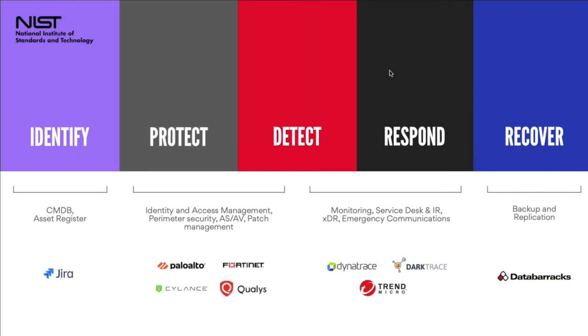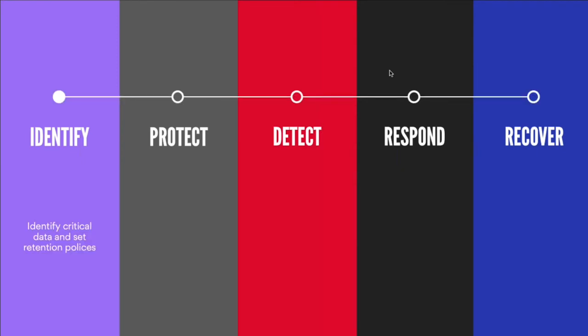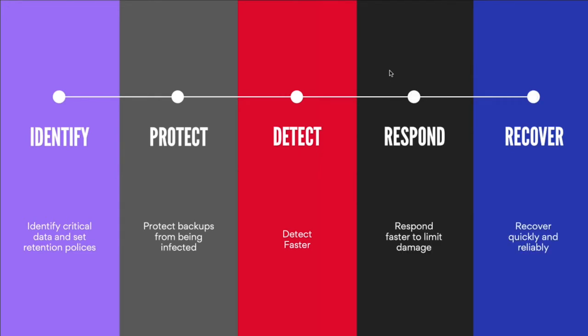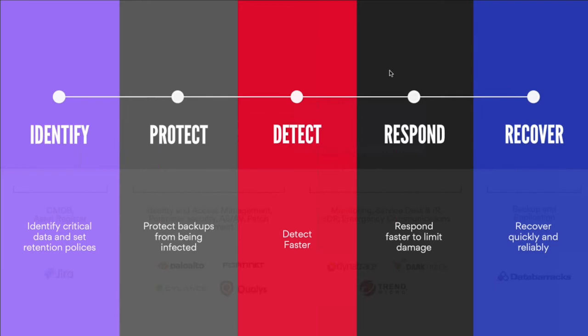But with that being said, the way that we approach backup and replication, so our part at the end, is also using this same method. So we use identify, protect, detect, respond, and recover. When we look at backup and disaster recovery, that means identifying your retention policies, protecting the backups themselves from being infected, and then using the technologies that you've got for backup and disaster recovery to detect, to respond, and then to be able to recover. So I'll start with identification.